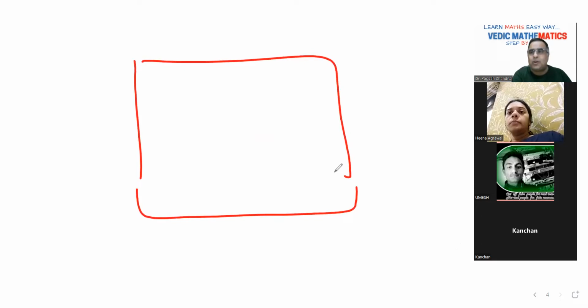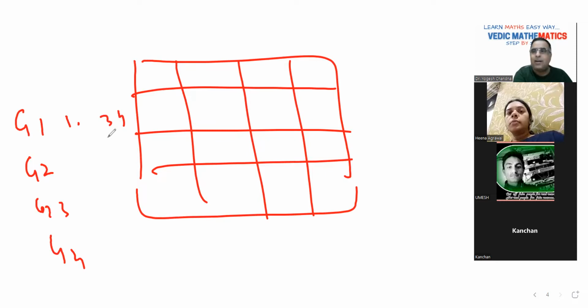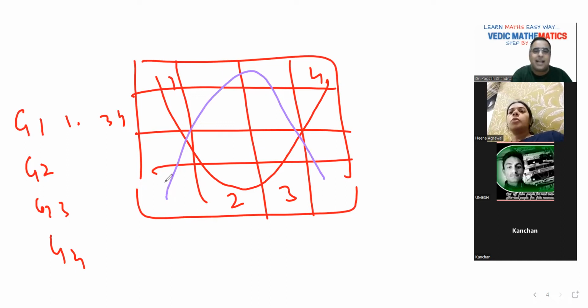If it is 2x2, 4x4, you have to make them into groups: group 1, group 2, group 3, group 4. Now group 1 means 1, 2, 3, 4. Group 2 means 5, 6, 7, 8. Now the first group is written like this: 1, 2, 3, 4. The second is like this: 5, 6, 7, 8.